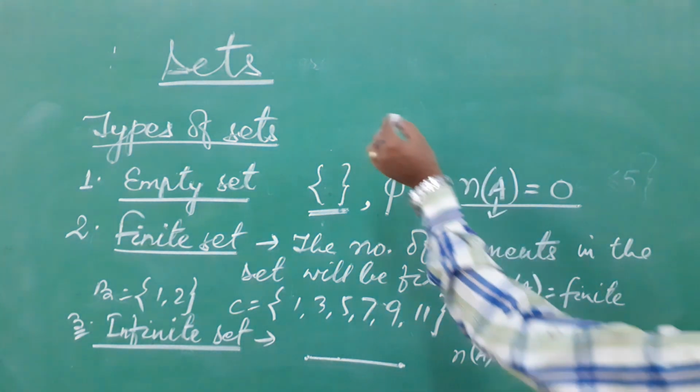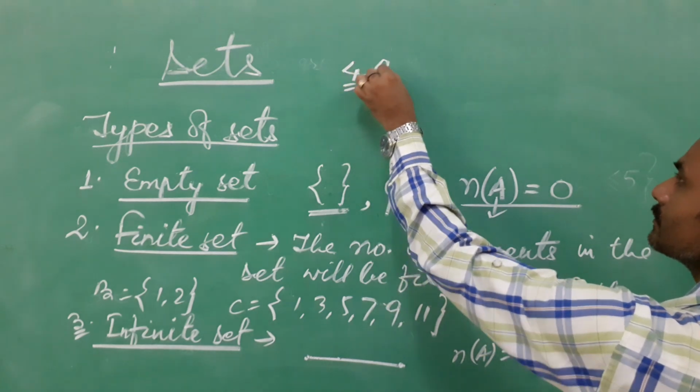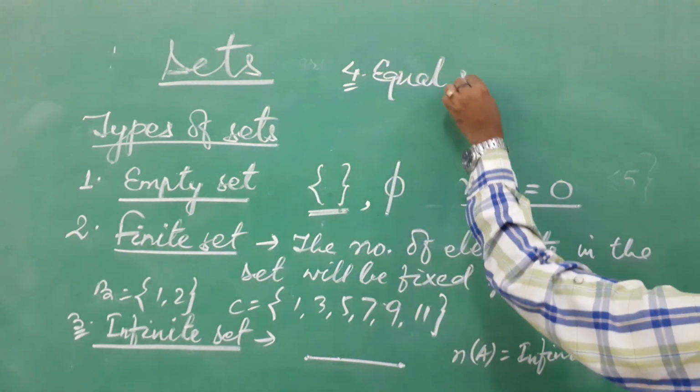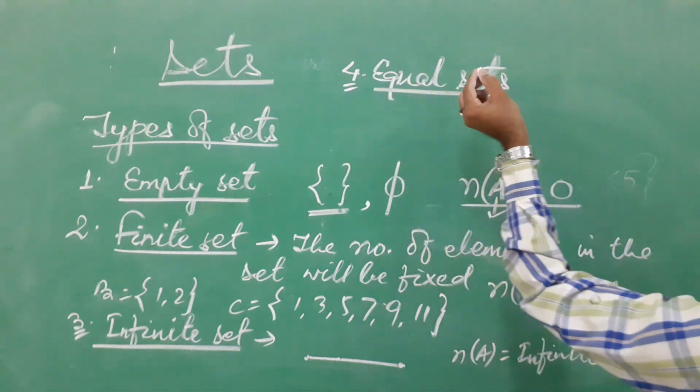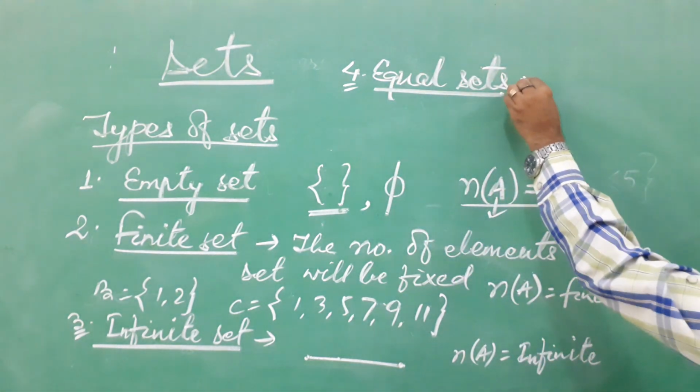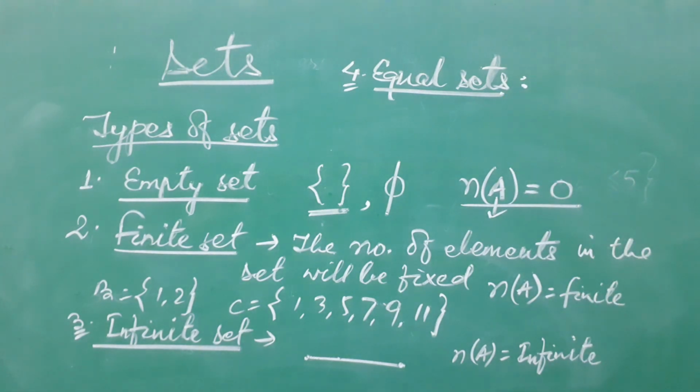Now the next type is equal sets. Here we have to compare two different sets. In two sets, if all the elements are the same, then the sets are known as equal sets. Means every element of the first set is also in the second, and every element of the second set is also in the first.